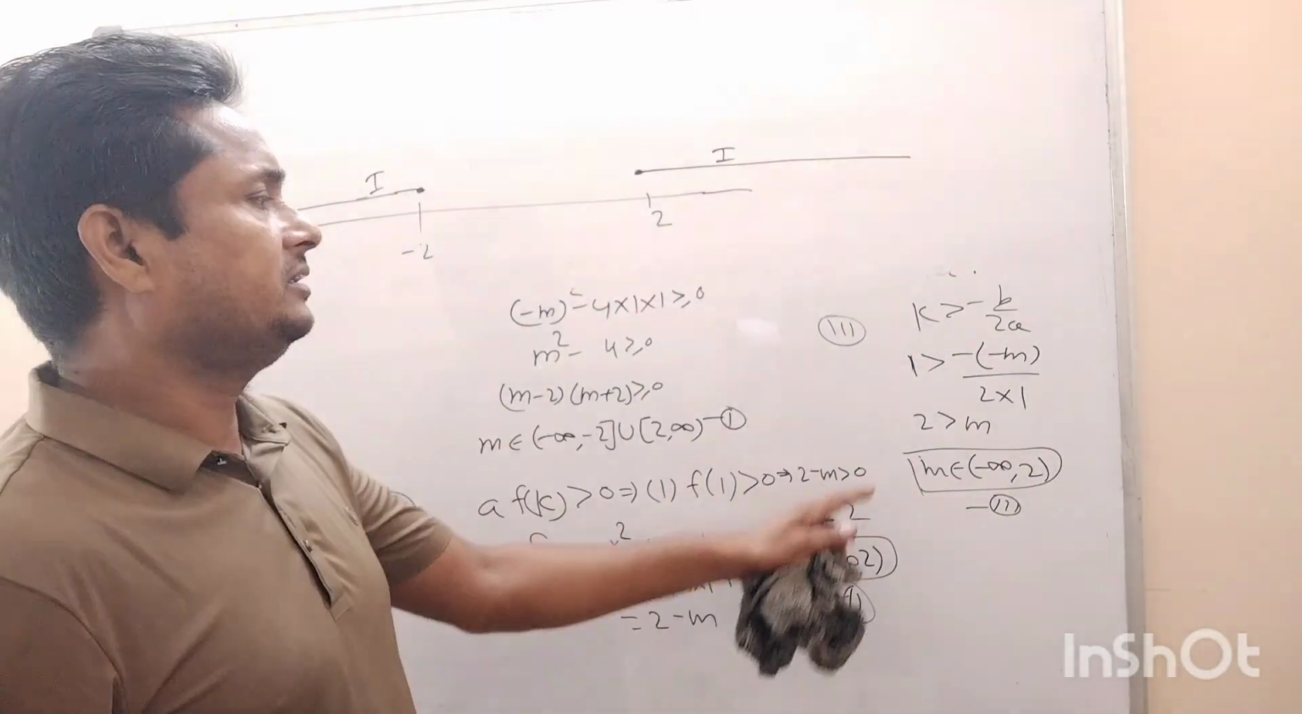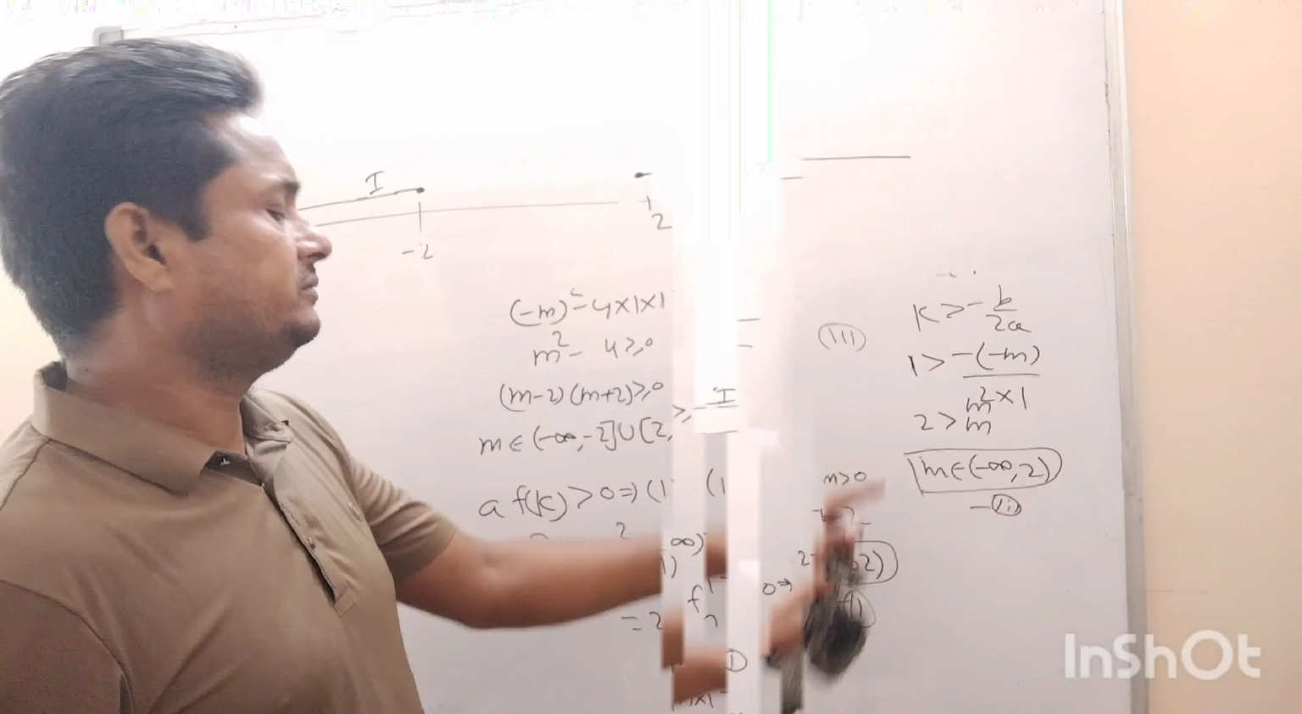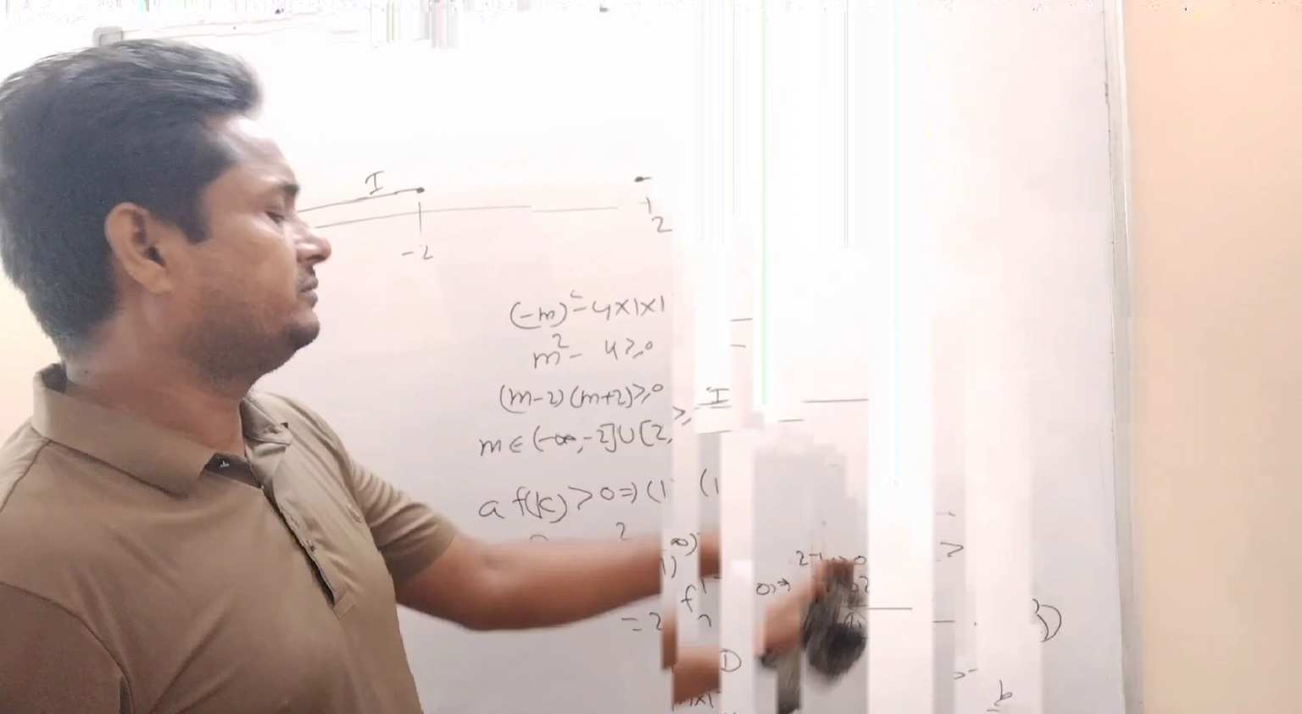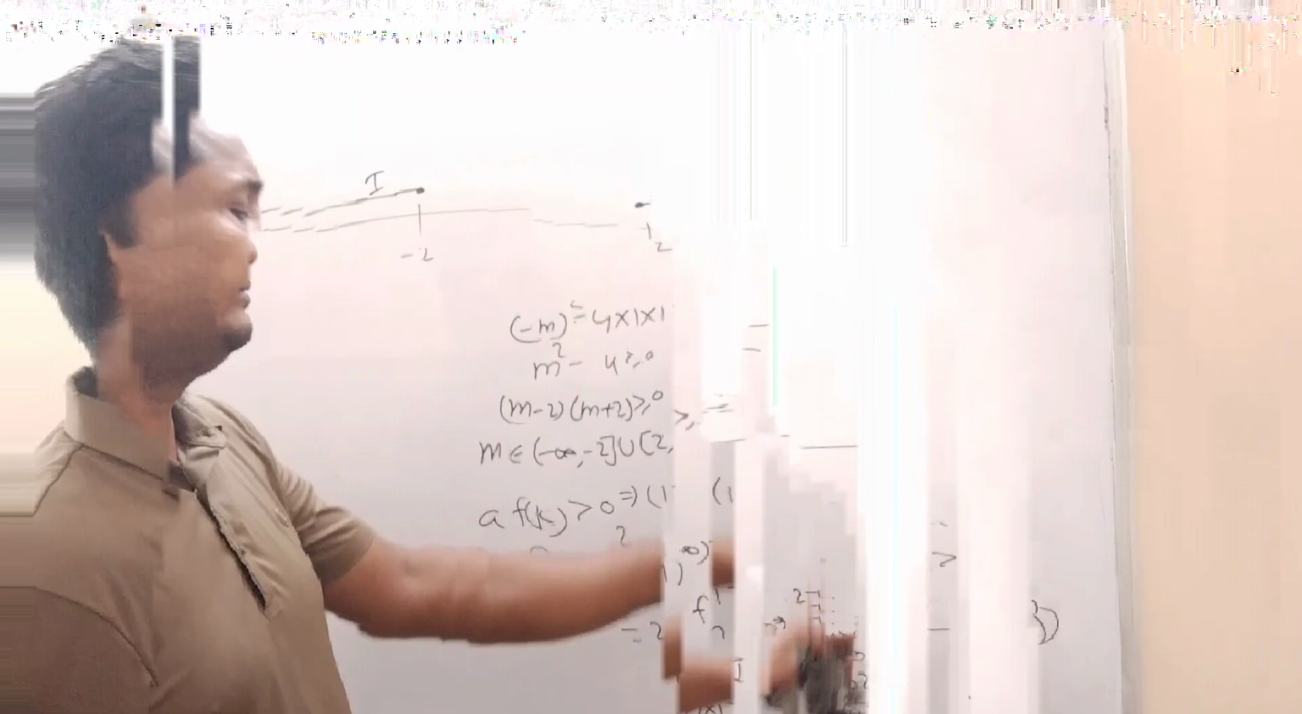Now the second case answer is minus infinity to 2. This is the second case answer. Now the third case answer is also minus infinity to 2. So this is the third case. Now take the intersection between all these three cases. The intersection will be this side. This side there is no intersection of all these three cases. So the answer will be minus infinity to minus 2. So this is the answer for this question.